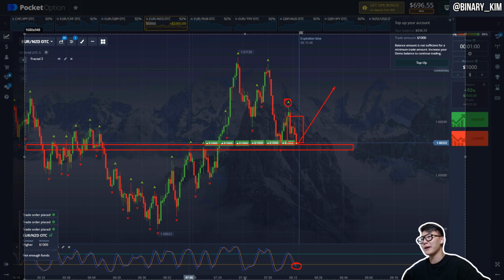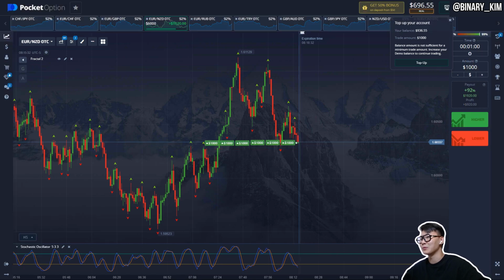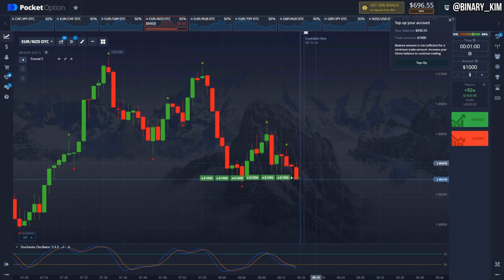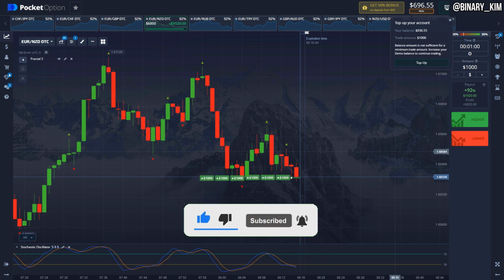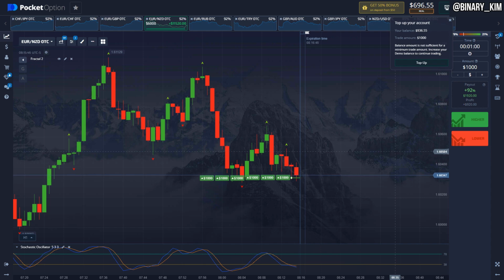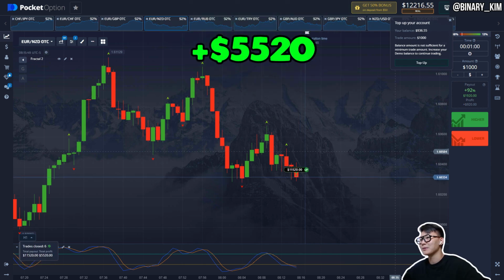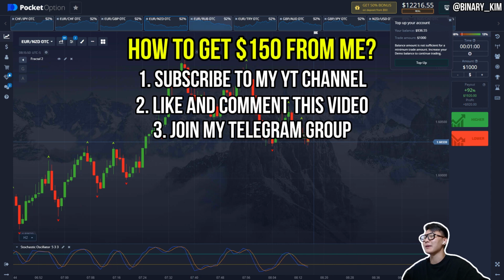expect a small pullback. All this is supported by the fact here it's a huge support zone, and the previous local low was updated here. That's why the price is gonna move to the upside. And there we go, we got $12,000 on the balance, and great trading session.